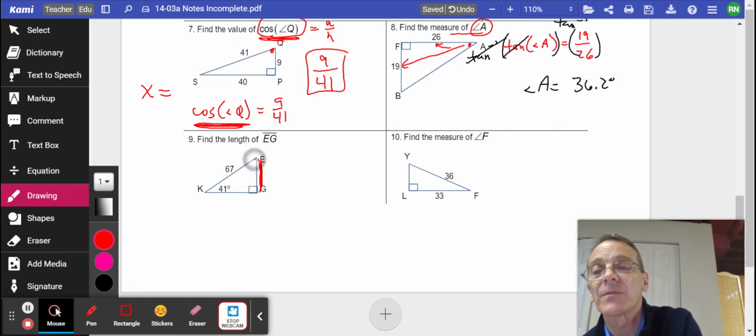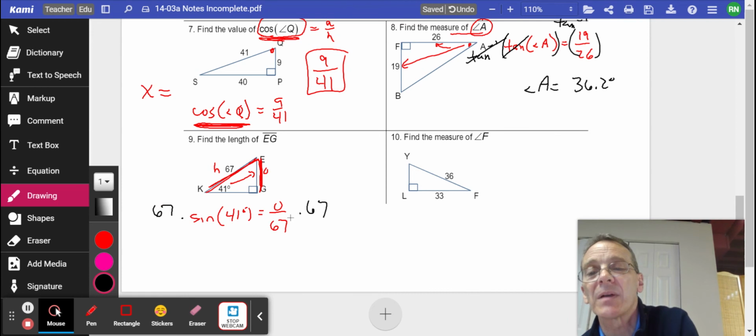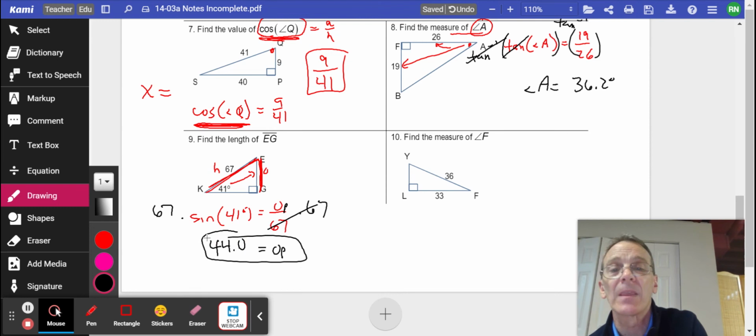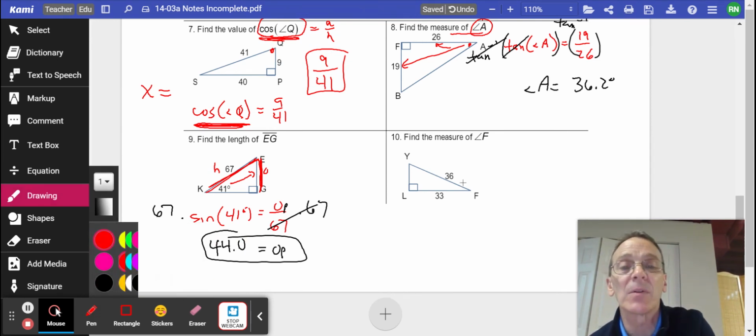Okay. Length of EG. So we're looking for that side. We know that side from this angle's point of view. That's the opposite. That's the hypotenuse. So sine is what connects opposite and hypotenuse. Sine of 41 degrees is equal to the opposite divided by the hypotenuse, which is 67. Solving that's really easy. For O, multiply both sides by 67, and opposite equals, that's not a zero, that's opposite side, or the length of EG is equal to, if we round to the nearest tenth, it actually rounds to the number 44.0.